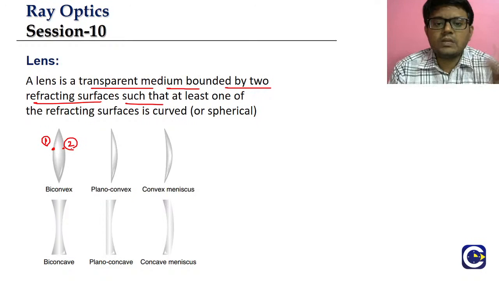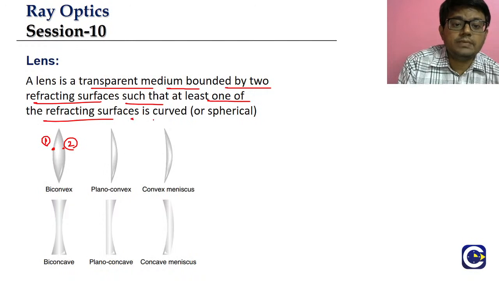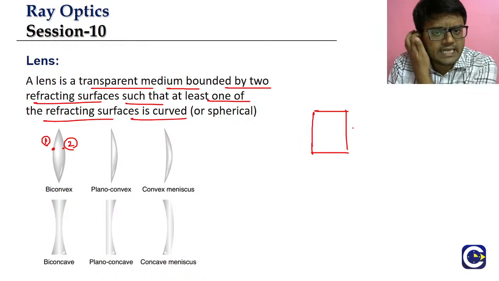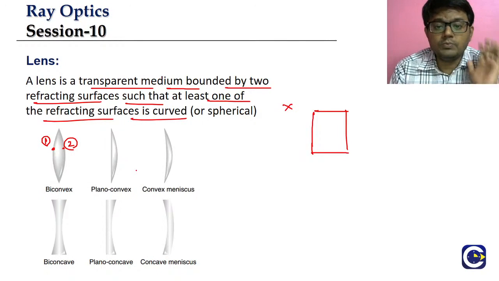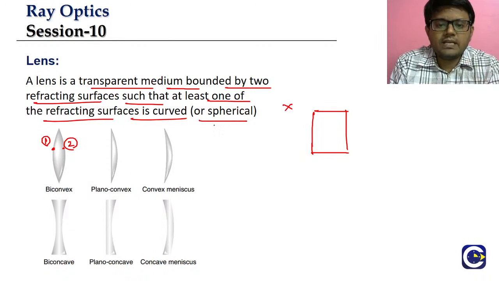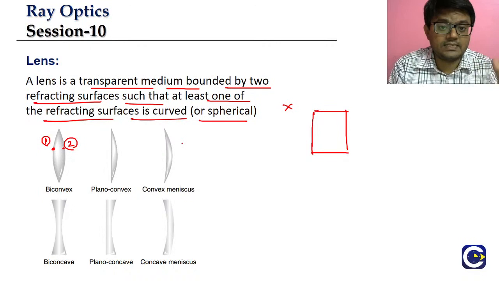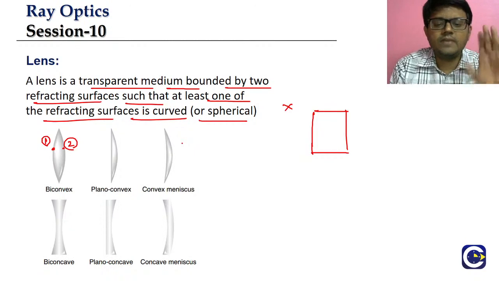So there will be 2 refracting surfaces, and in that, at least one of them should be a curved surface, because if both of them are plane, we already talked about it, that is refraction through a rectangular glass slab, which we have considered separately. So we should have at least one of these surfaces to be curved. When we talk about curved, in our purview what we'll consider is the spherical curvature. We can also have lenses where the curvature need not be spherical, but that is a little bit beyond our purview. What is in our purview is when we have the spherical curvature.